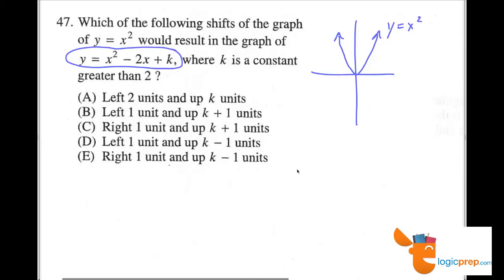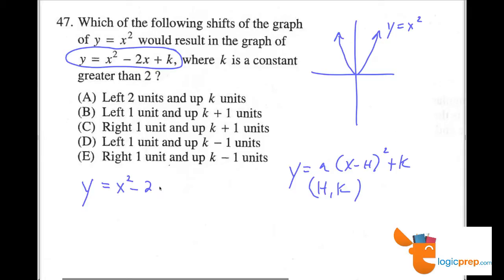We want to deal with shifts. We want to think of the vertex form of a parabola, a times x minus h squared plus k, where h comma k will be our vertex. This will show us the shift on the x-axis, and this will show us our shift on the y. So we need to use completing the square. We always want to take the c value and push it to the side. And then what's really important is to find our b value.